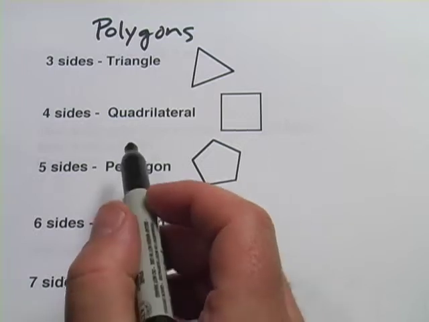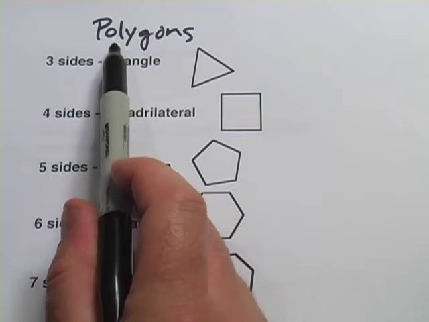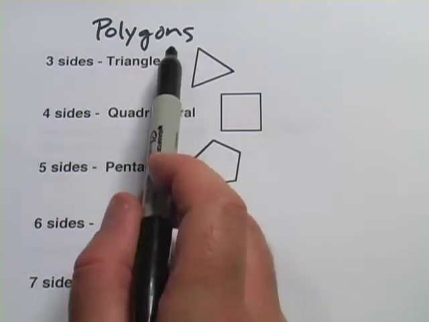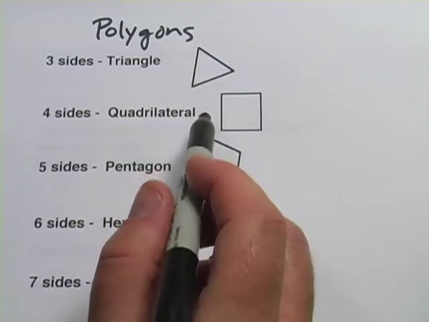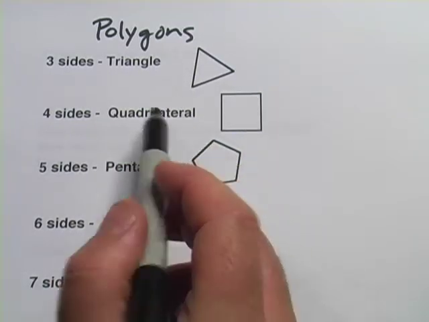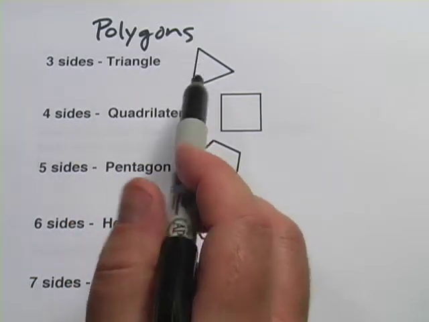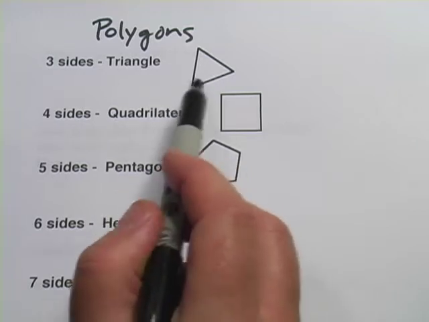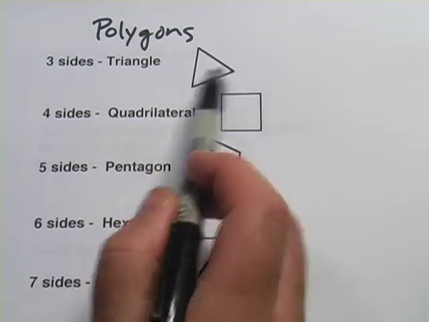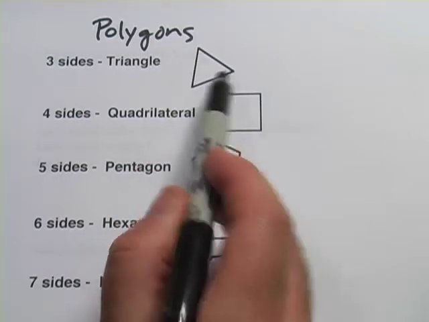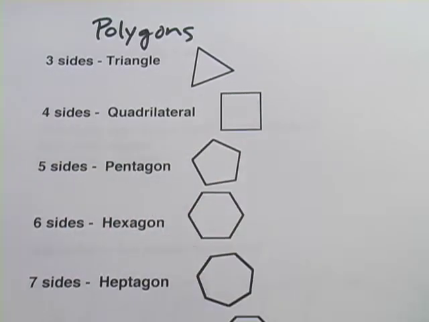Here we have polygons, and polygon is an old Greek word. Poly means many, gons means corners or vertices. So polygons are some shapes that have a lot of corners. And actually they have the same number of corners and sides and angles. So looking at a triangle, it has 3 sides, it has 3 corners or points or vertices, and it has 3 angles inside it. And there are names for all of these different shapes.